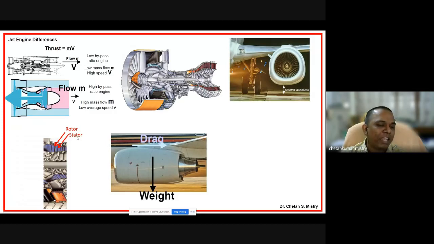With that understanding, they say, if it is guiding the flow only, then let's try to remove these stators. If we remove the stator, what will happen? It will reduce the overall weight of my engine. And if I reduce the overall weight of my engine, I can reduce the drag of my aircraft. And if that drag reduces, I can improve my fuel economy.